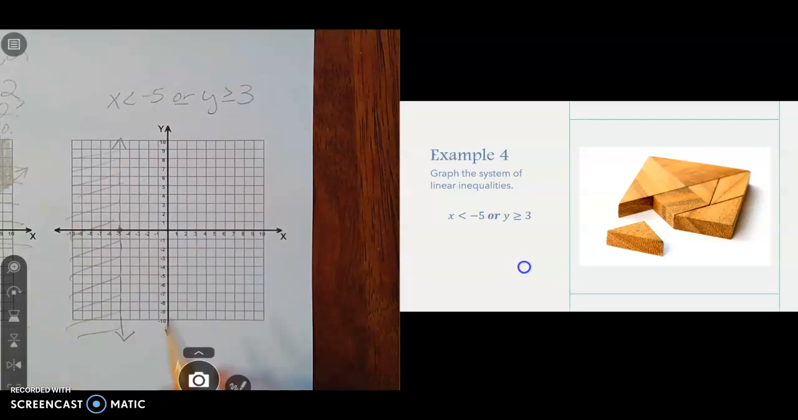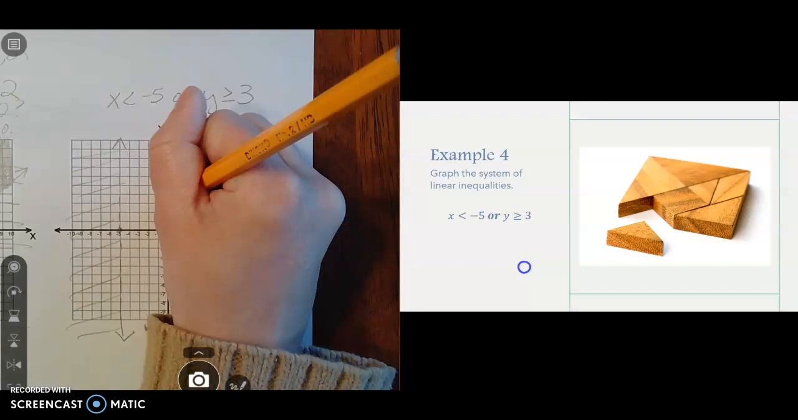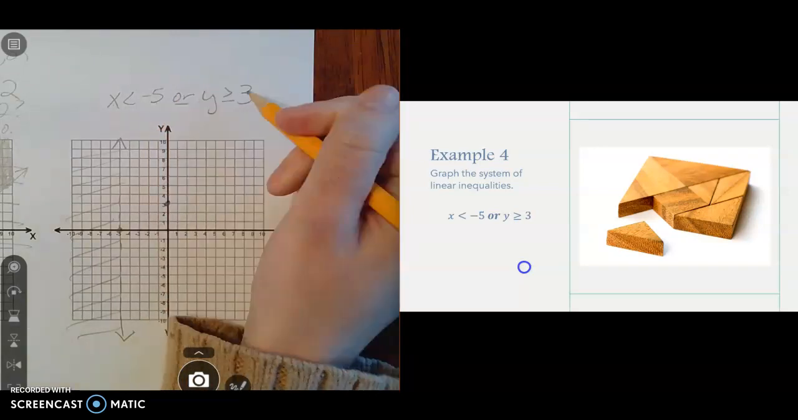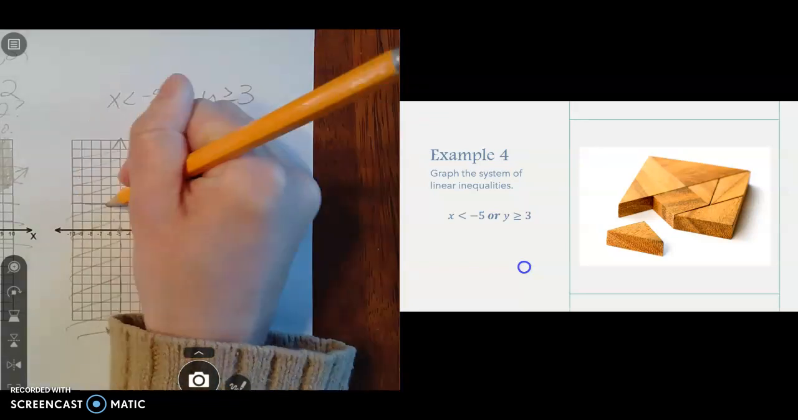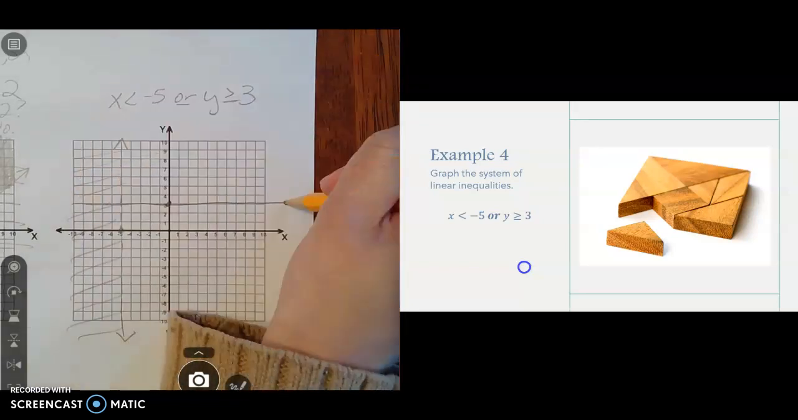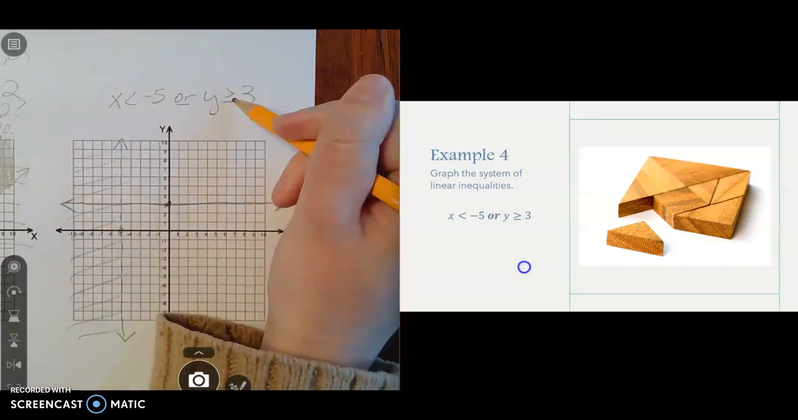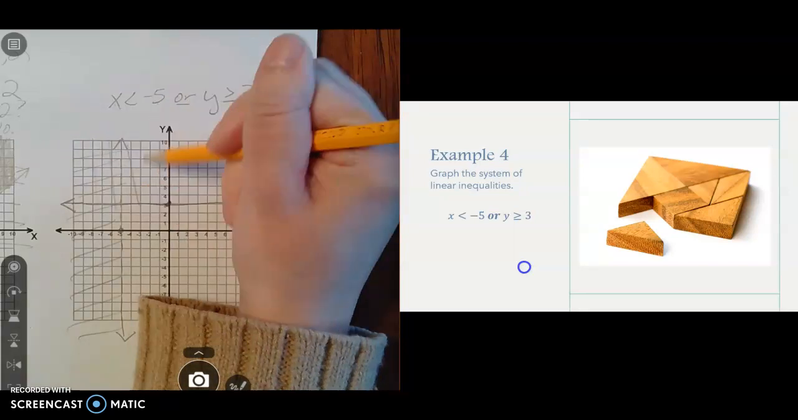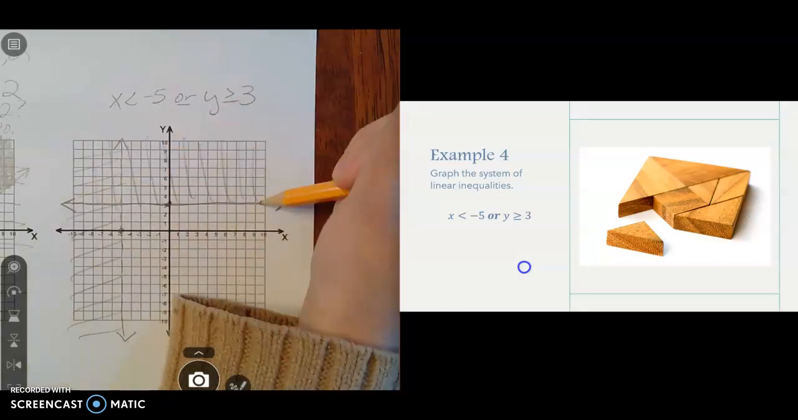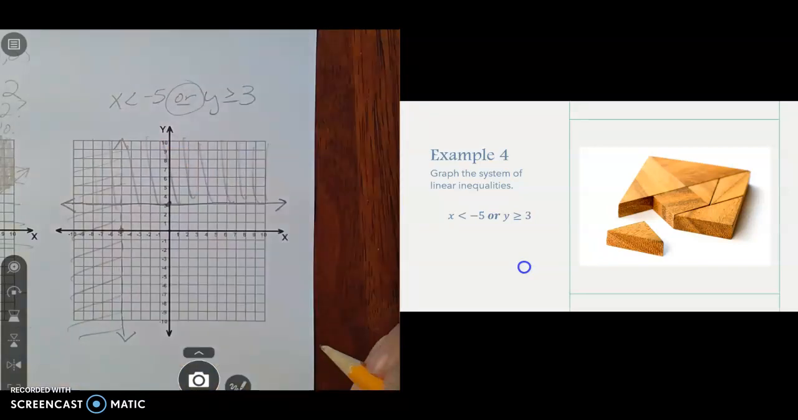Let's see, y is greater than or equal to 3. Well, that would be a horizontal line going through the y-axis at 3. And let's see, this will be a solid line because of the "or equal to." So make a solid line, and it's horizontal going through 3. It's greater than or equal to, so that means it's bigger than 3. So 4, 5, 6, 7, 8, 9, 10, all of those things are bigger. I'm shading up.